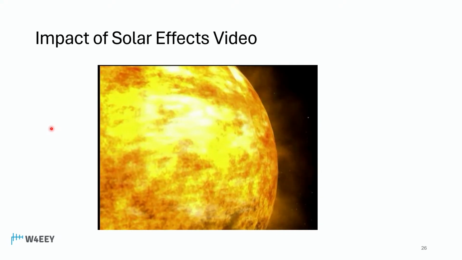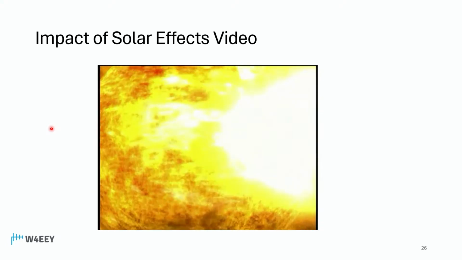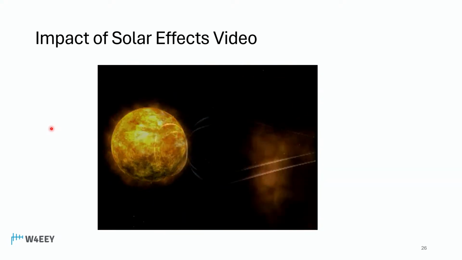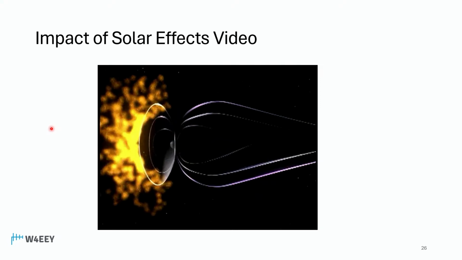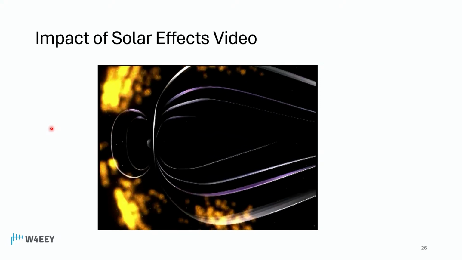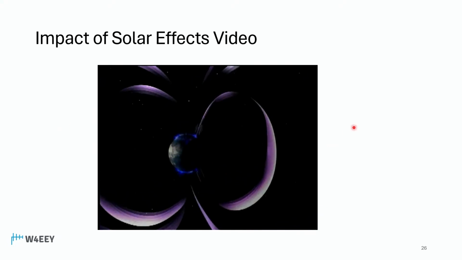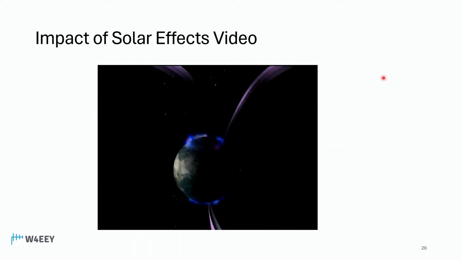Kind of watch, here's our sun doing this. Ooh, there's a flare or a mass injection. Guess what? It's coming toward the Earth. Here's the Earth. It slams into us. And you can see that it kind of disrupts the magnetic field around the Earth.